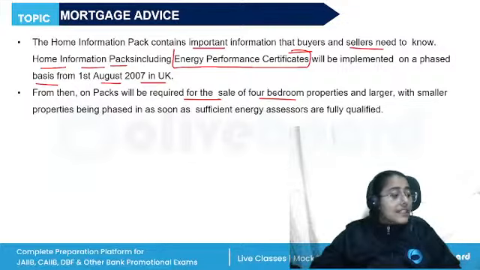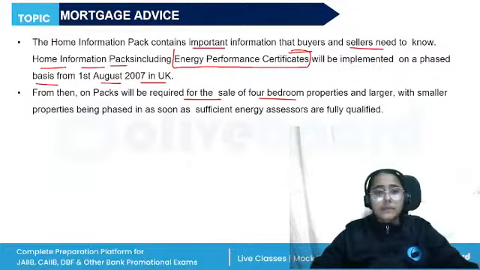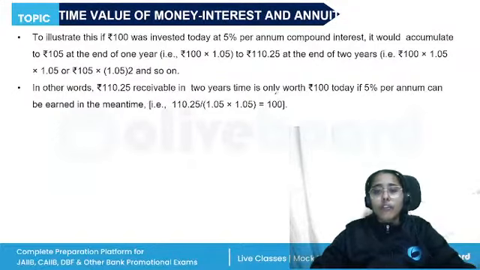But now, in this particular unit, we will focus on the different numericals that can be asked and certain formulas that are important in terms of mortgage. First we have the time value of money, interest and annuity.